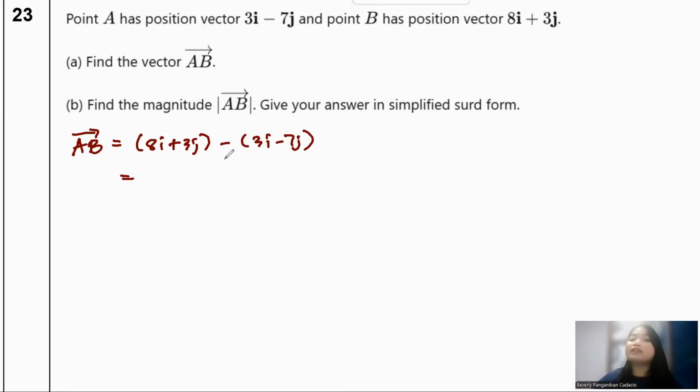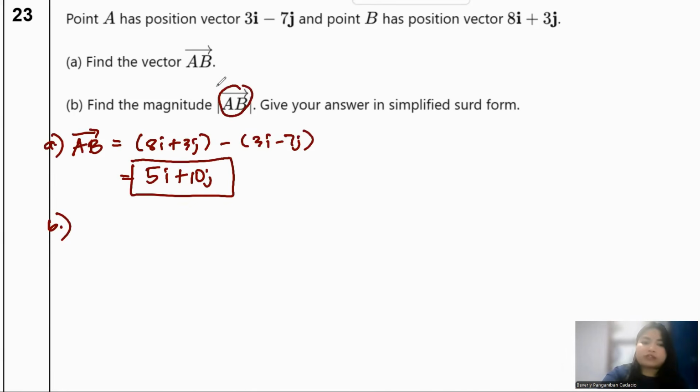And then, of course, you just subtract and add whatever's the same. 8i minus 3i will be 5i, and then 3j minus 7j will be negative 10j. And that will be the answer. Very simple for letter A. Now, for letter B, magnitude AB. Since you already have the vector AB, you just need to get the magnitude, which you know is to square your i's, square your j's, and then add and square root them.